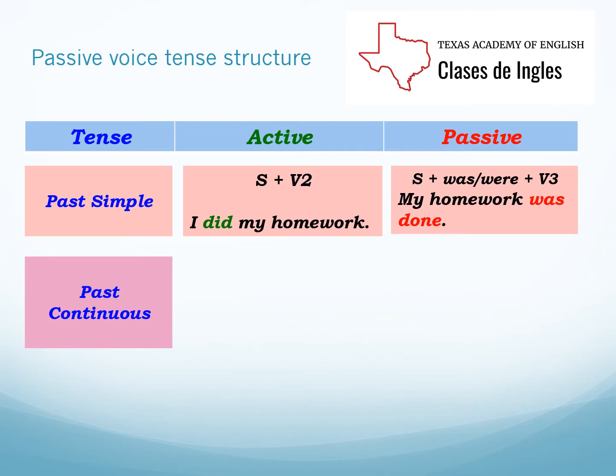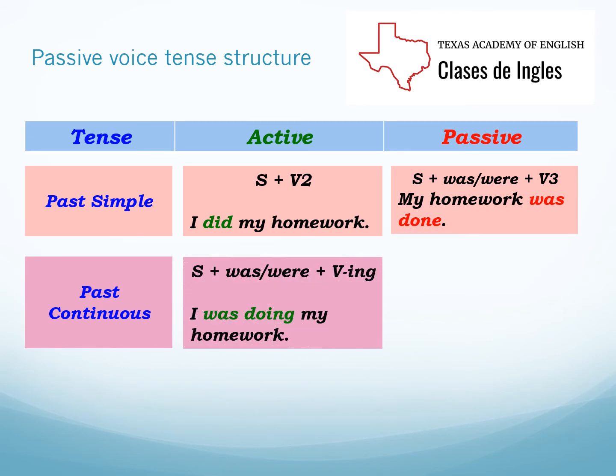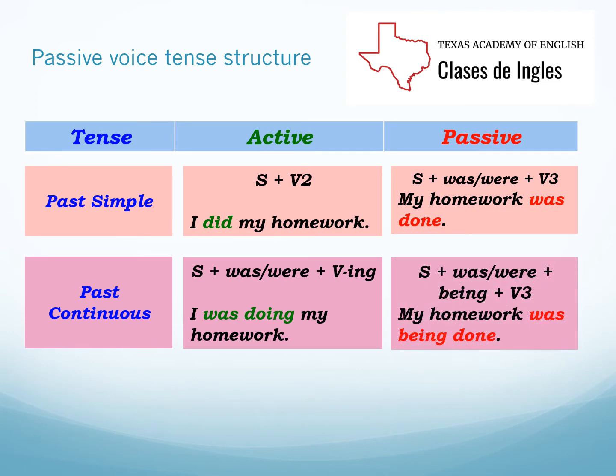In the past continuous, subject plus was, were, plus the verb ending in ing. I was doing my homework. In the passive voice, we say my homework was being done.